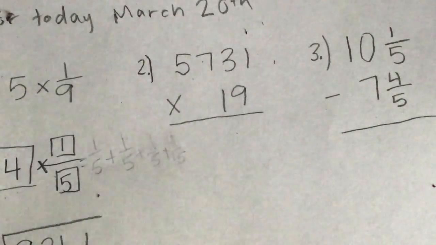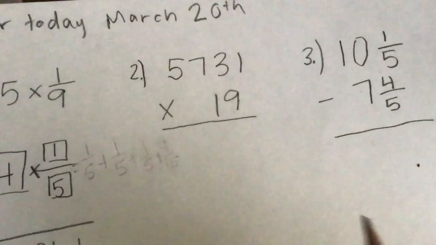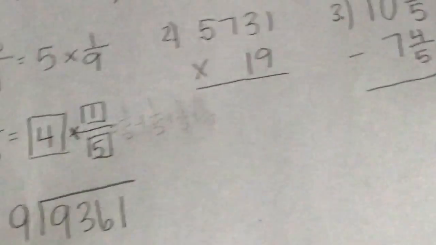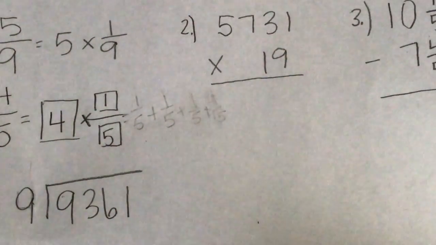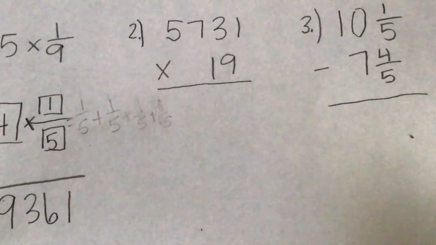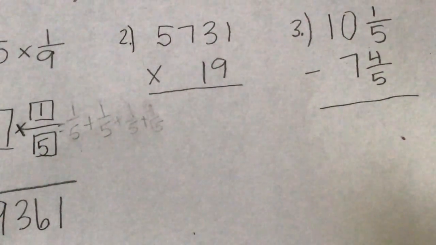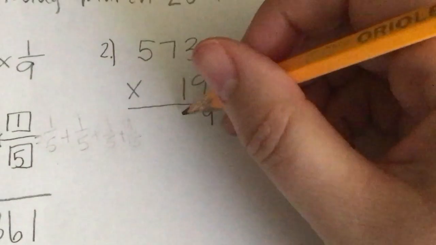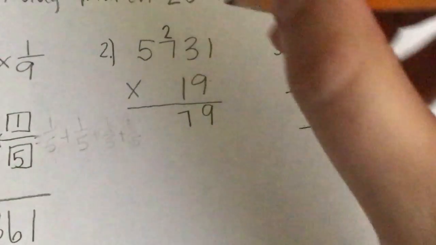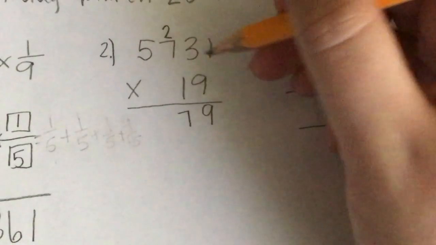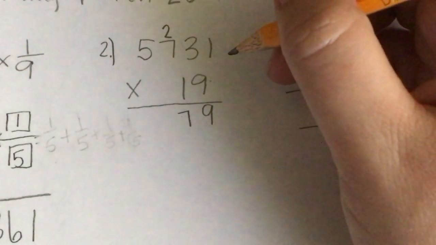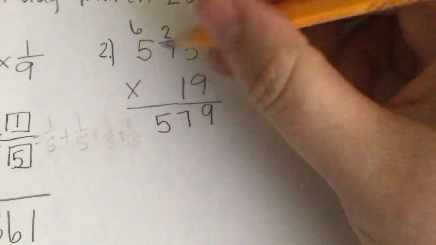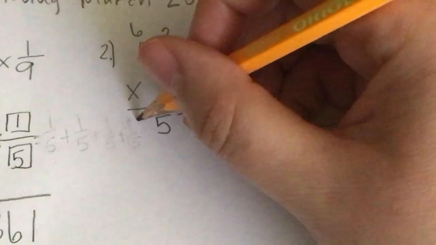Okay. Number 2. 5,731 times 19. So I chose some 9s here. I chose 9 right here, I chose 9 down there, and I chose some 9s in our six practice problems too, just so we can get some practice with our 9s and our multiples of 9. Okay, 9 times 1 is 9. 9 times 3 is 27. Carry the 2. 9 times 7 is 63 plus 2, 64, 65. 9 times 5 is 45 plus 6 is going to be 51.